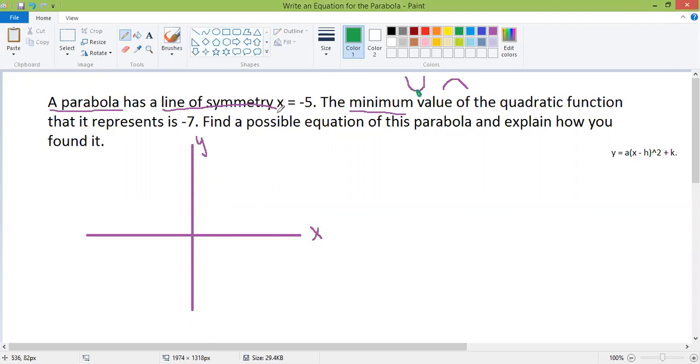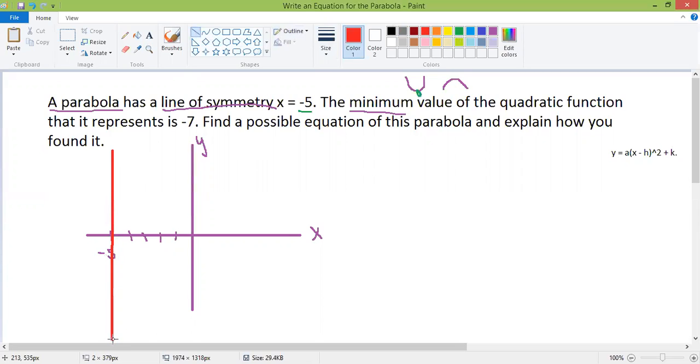And then it says it has a line of symmetry of x equals -5. So I'm going to count to my left: 1, 2, 3, 4, 5. That's -5 over there. It says it has an axis of symmetry at -5. So if you remember, that's going to be a dotted line. I can't do a dotted line on this application, so that's my axis of symmetry.